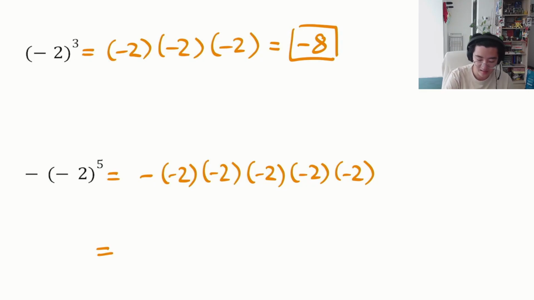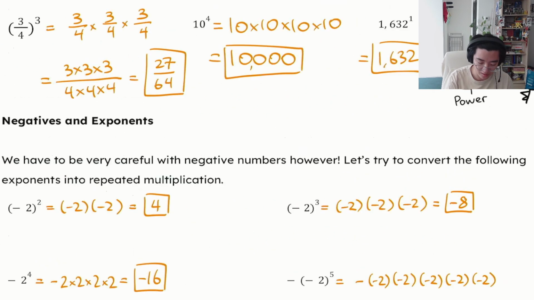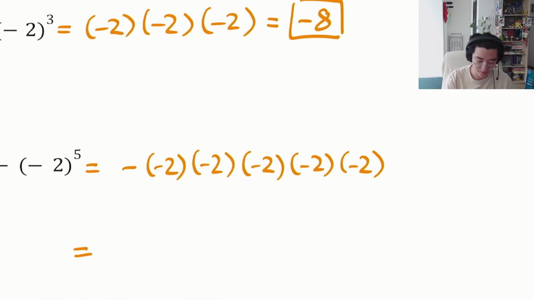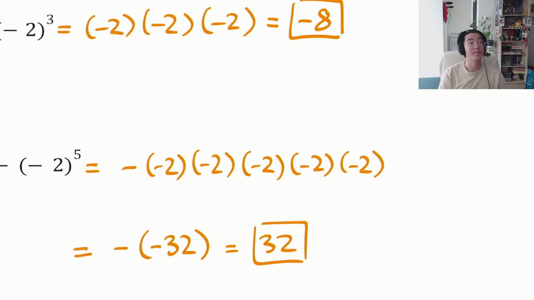Alright, and from here, negative 2 to the power of 5, as we saw earlier, 2 to the power of 5 is 32. And with negative 2, those will be an even number here. That's 4. Times negative 2 is negative 8. Times negative 2 is positive 16. Times negative 2 is negative 32. So we have negative 32, still with a negative sign in front, because that one is not part of our exponent. Negative, negative 32, they combine to be positive.